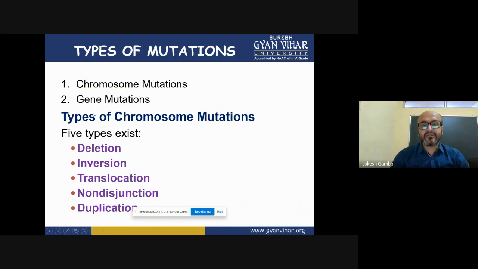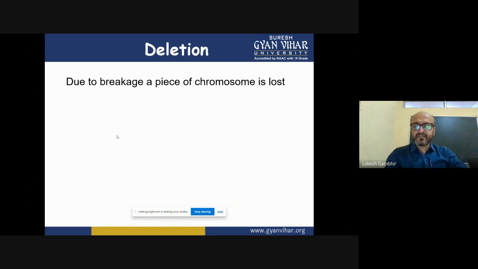In chromosome mutation, there are 5 types: deletion of a small segment of a chromosome; inversion, where the segment is inverted; translocation; non-disjunction; or duplication. What are these? Let us talk. First, we'll talk about deletion. Before going to this, the most important mutations that one should understand are indels, INDELS, insertions and deletions.